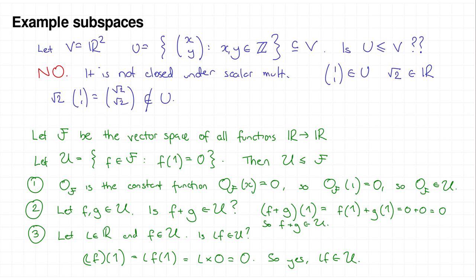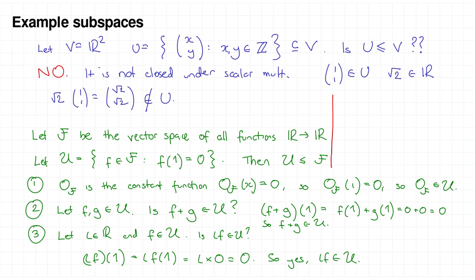Okay, we've shown that if you take any element of U and multiply it by any scalar, you get another element of U. That means U is closed under scalar multiplication, so it obeyed all three conditions to be a subspace of F.